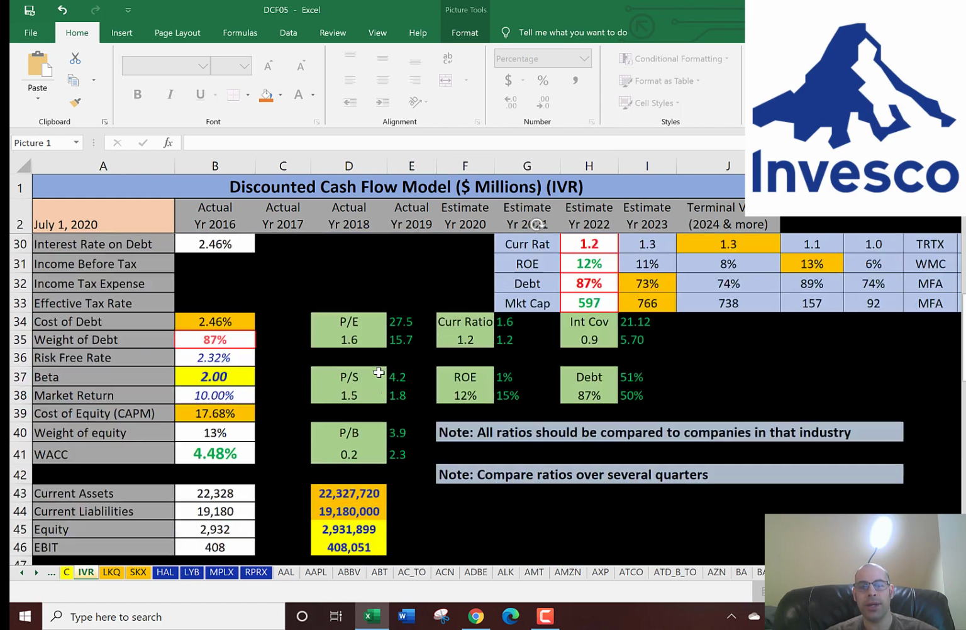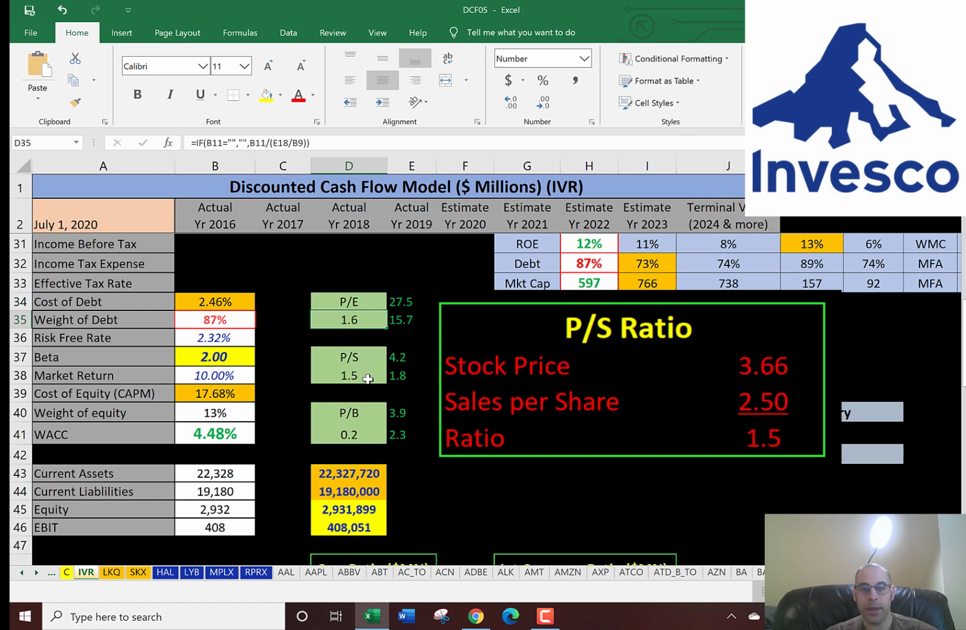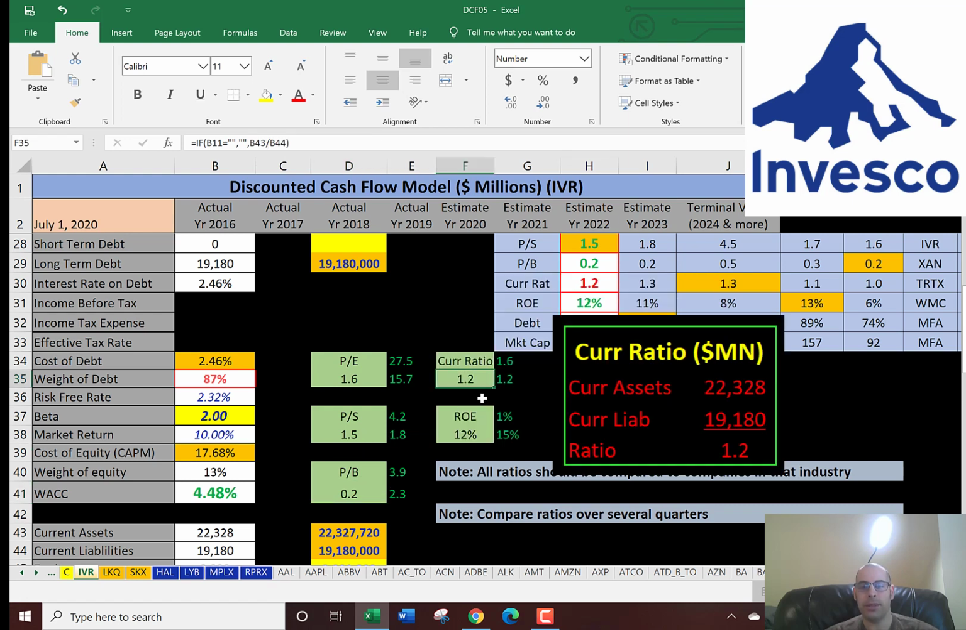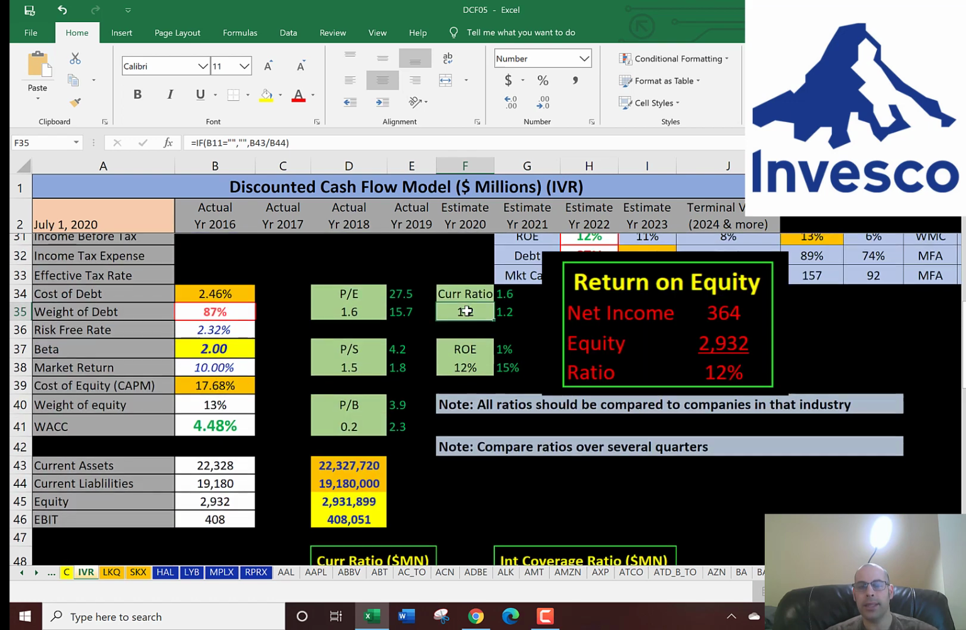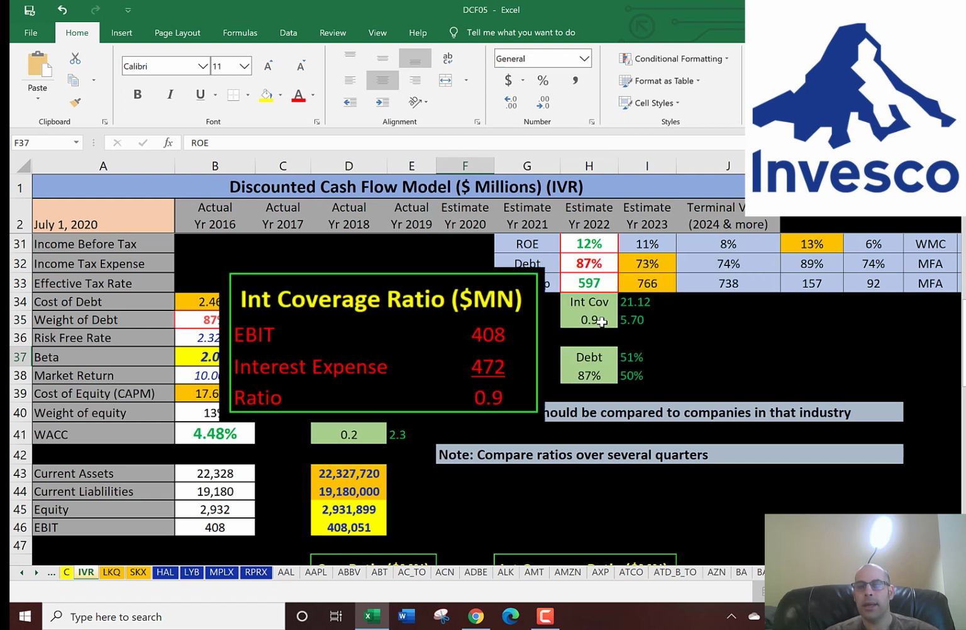Let's look at their financial ratios. Really low PE, great PE of 1.6, that's price of stock over earnings per share. Pretty good price of sales as well, 1.5, that's price of stock over sales per share. Great price to book of 0.2, that's price of stock over book value per share. Good current ratio, it's above 1, so they can cover their current liabilities, it's 1.2. ROE, that's income over equity, of 12%, that's not so great. Interest coverage ratio, that's concerning because they can't even cover their interest payments with their revenue. So they may need to take on more debt, and they're 87% debt.